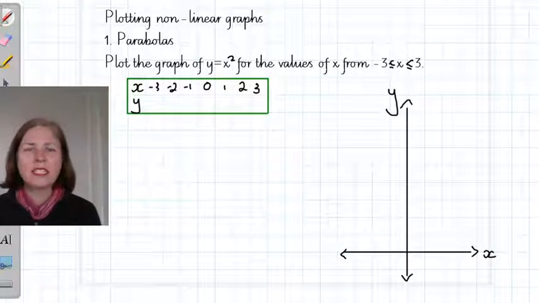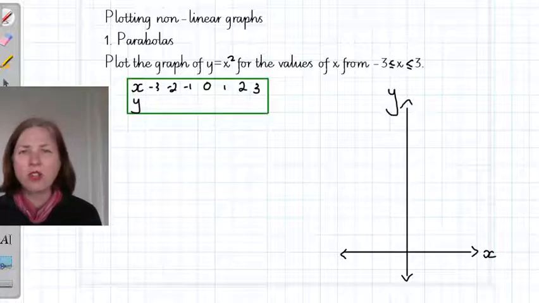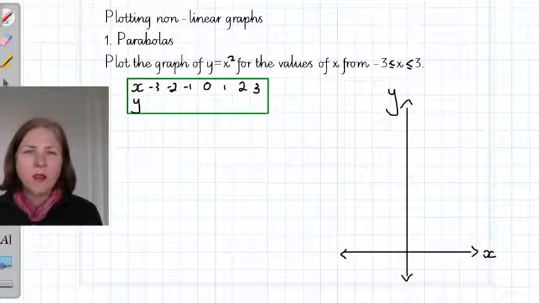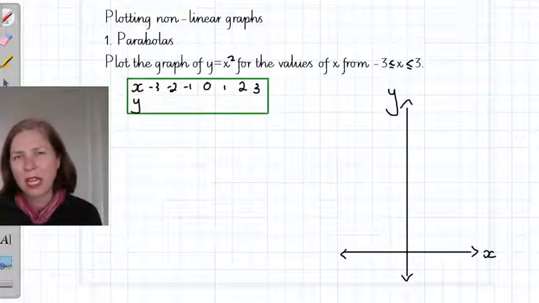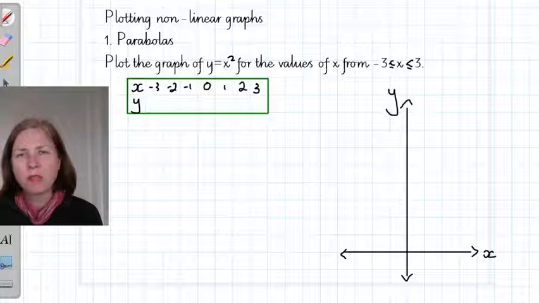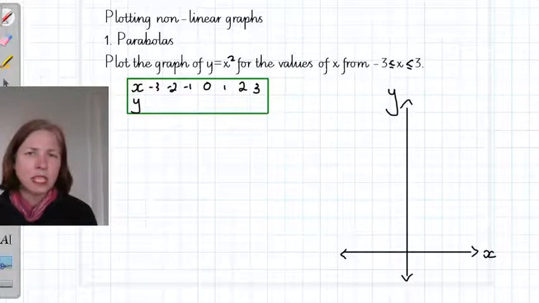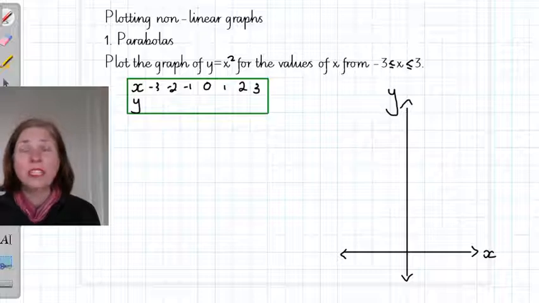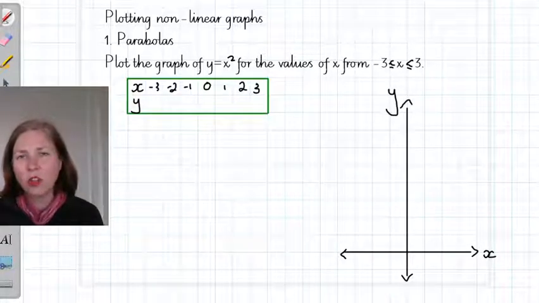Today we're going to start looking at non-linear graphs. So that means any graphs that don't make a straight line. When we have a straight line, we have something like y equals 3x minus 2. And we know, because we've done a lot of those, that we can work out what the gradient is and what the y-intercept is. And when we sketch it, we will get a straight line.